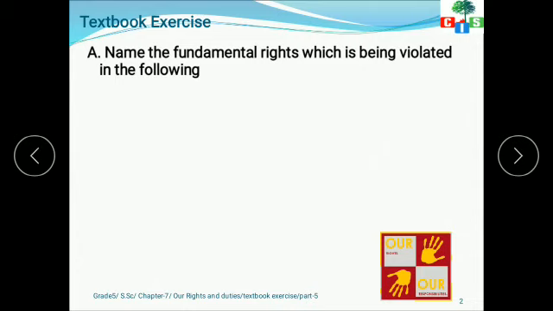In the first textbook exercise, we have this question: name the fundamental right which is being violated in the following. Children, in the previous video also I discussed this, and you have to do this in your textbook only. Certain situations are given. Based on that, you have to tell the fundamental right which is being violated in that situation. So let's see the first one.